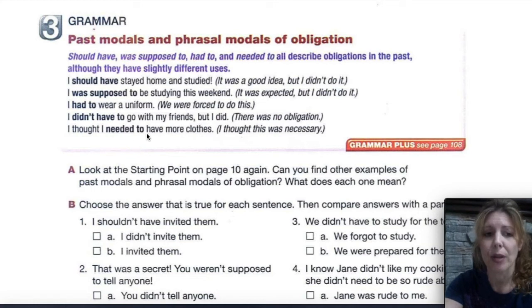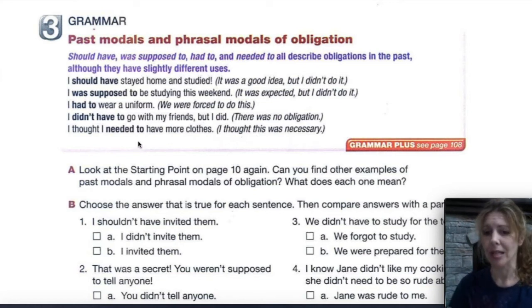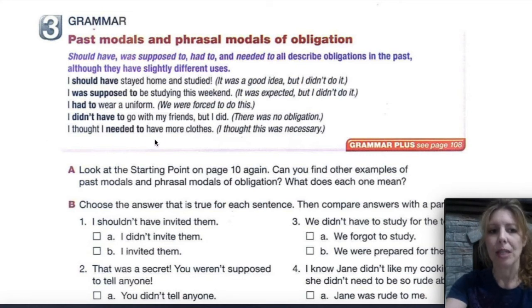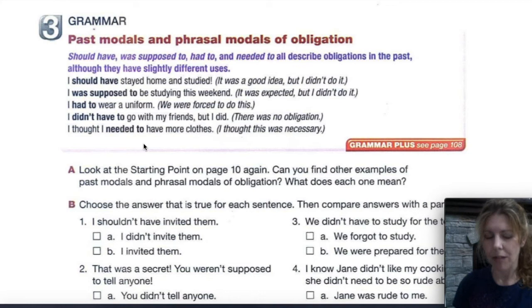Needed to, and then the simple tense. I thought this was necessary. Okay, so if you say I needed to do this or I needed to stay home and study, you thought it was necessary, and most likely it happened. So for this one, had to and needed to, most likely something happened or you did something, because those two are the highest form of obligation.